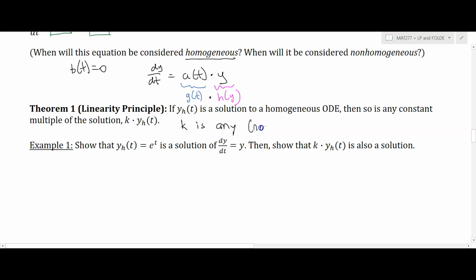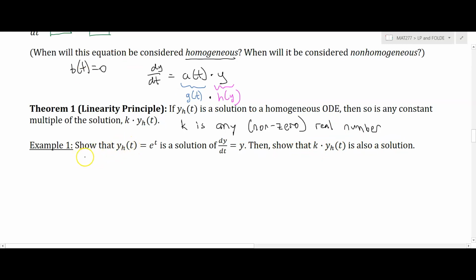And typically and ideally, that's going to be a non-zero real number. So it could be a fraction, decimal, but the second you put a 0 out there, it becomes a pretty boring solution. You get the trivial solution. So first of all, let's show that y sub h of t is a solution of dy/dt equals y. Then show that any multiple of that is also a solution.